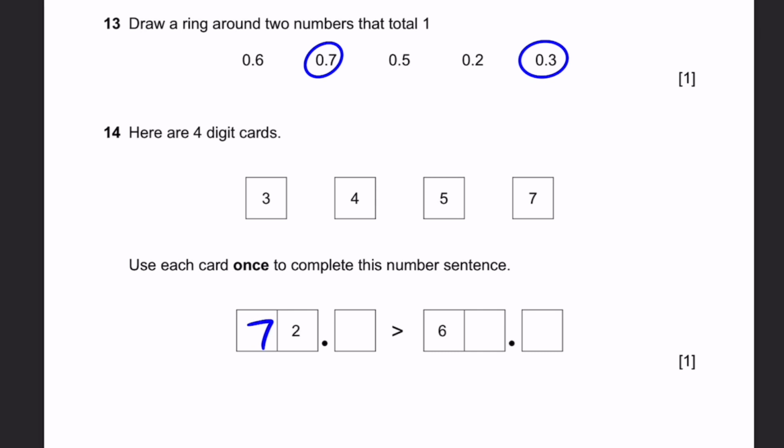72 point something greater than 60 something point something. Actually, any of the other three numbers can be placed here. Like, you can put 3, 4, 5, or you can put 5, 3, 4, or you can put 3, 5, 4. You can put anything. This number sentence will still be correct. I'm just going to put 72.4 is greater than 63.5. It doesn't matter which order you place these three numbers, only this one has to be 7. That's the answer.